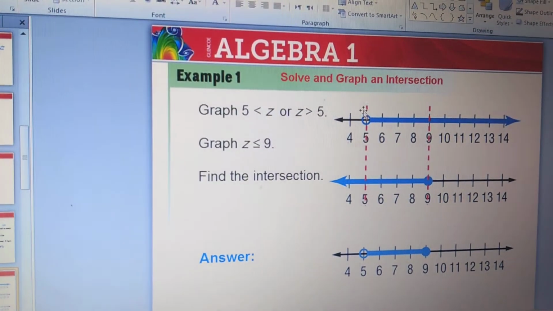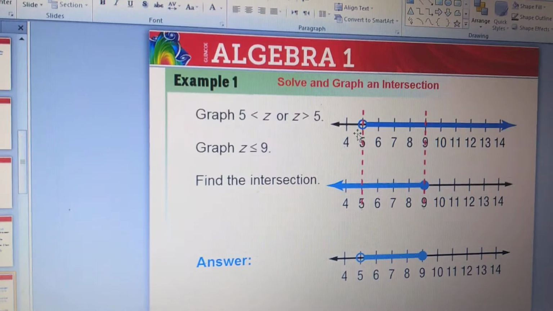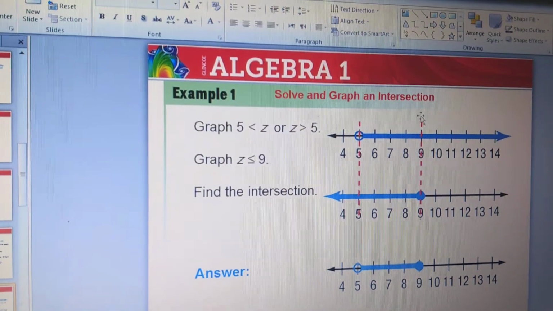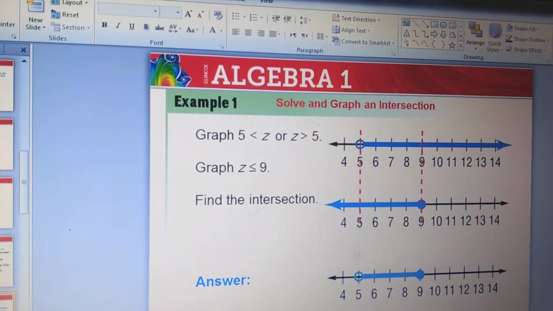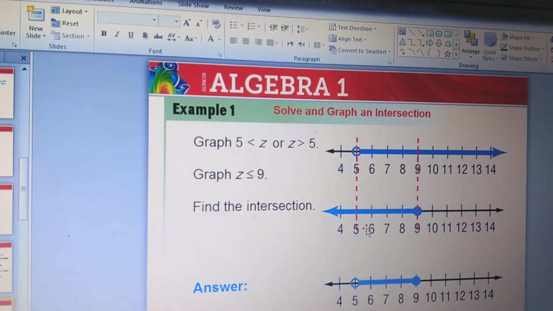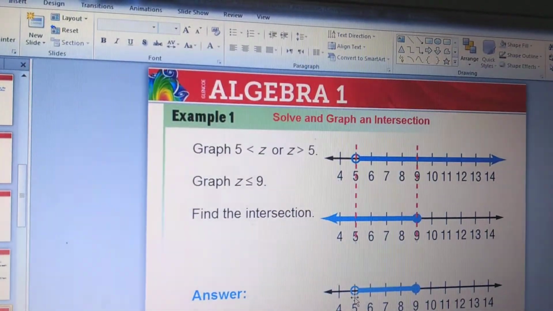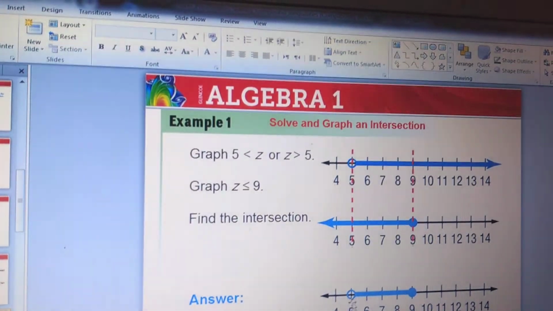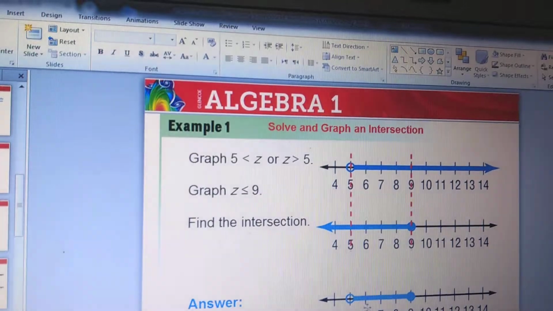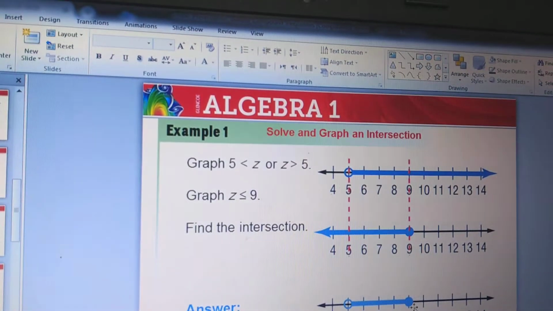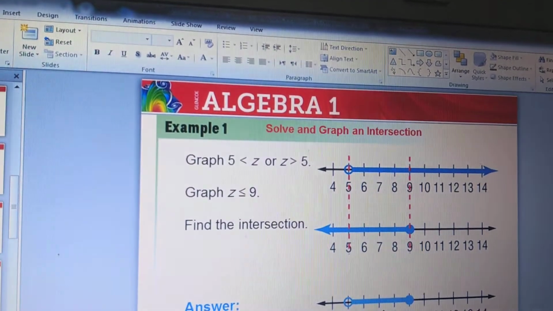Now, I must take the intersection between the two graphs. You see, you draw a line like this and a line like this. This will be the solution. The solution is from 5 to 9. Of course, 5, empty circle, this means it is not a solution. The solution, as I said, is 6, 7, 8, and 9. This is the solution. Clear, boys?